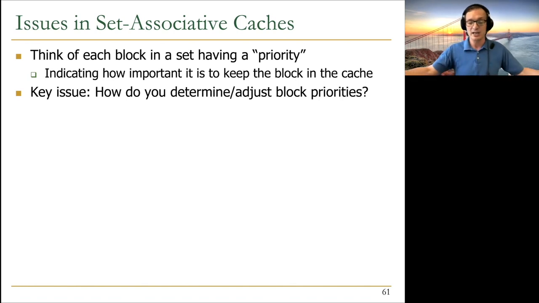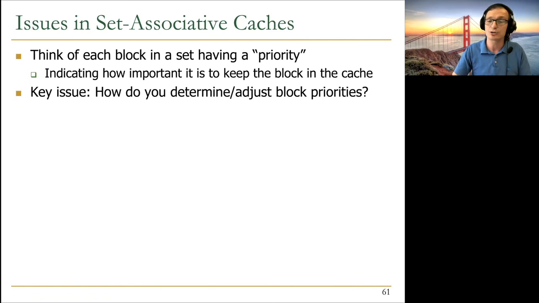Because clearly, let's say you have a fully associative or set associative cache. You have all the blocks used in a set, and you have another incoming block that's different from what is inside the set already. Then the question is, how do you adjust the block priorities? Do you bring the incoming block into the cache by evicting something else, or do you keep the existing blocks in the cache? There are many design choices here.